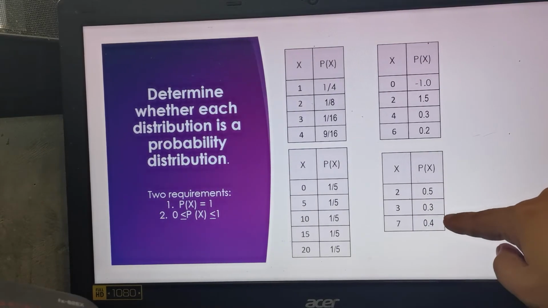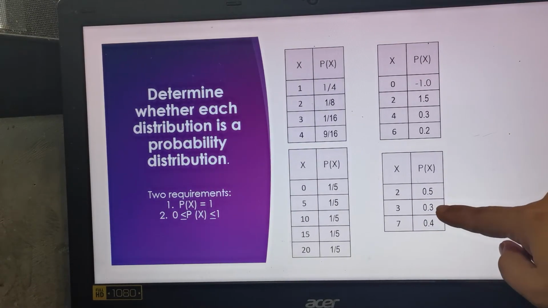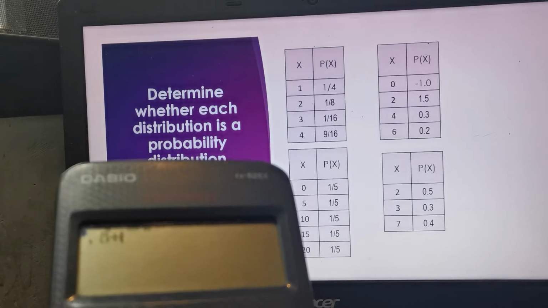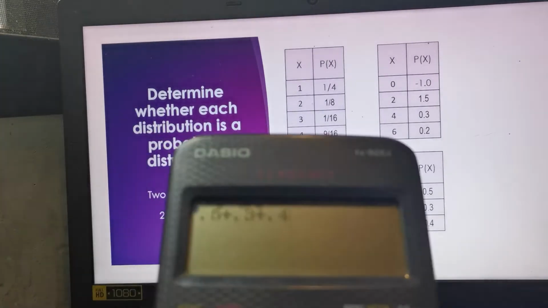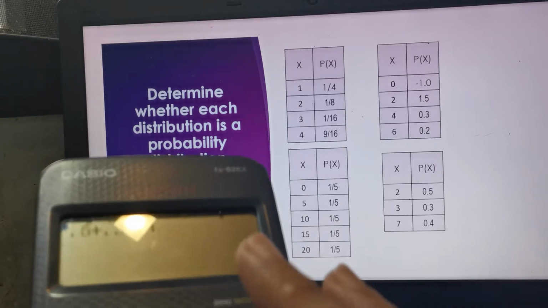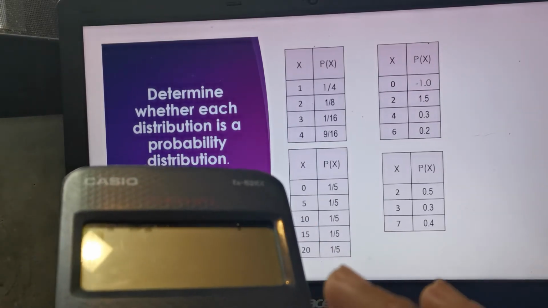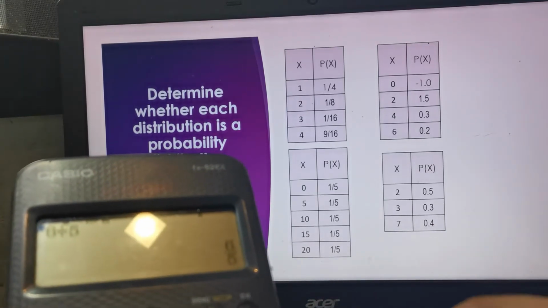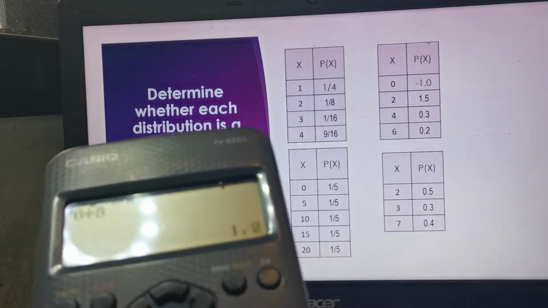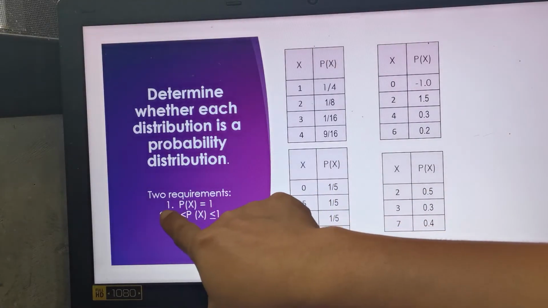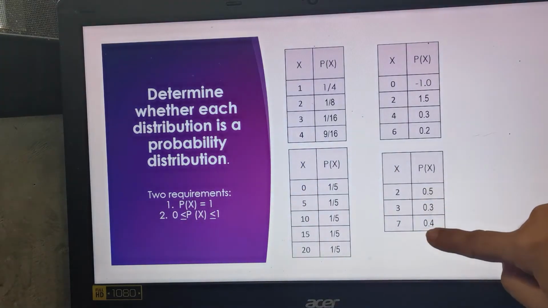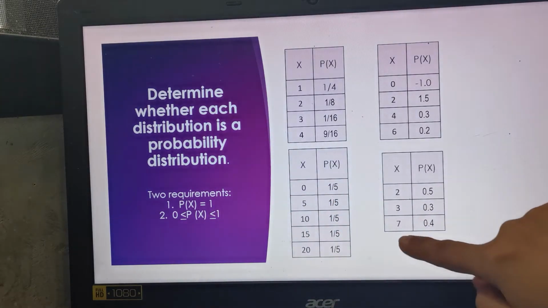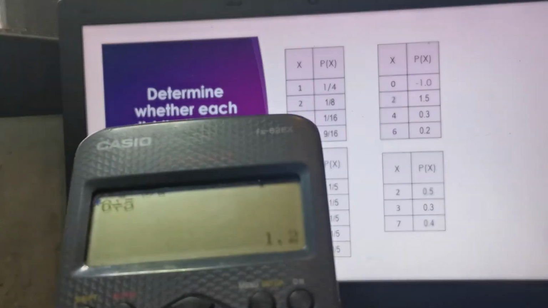And how about this one? So, greater than 0 but less than 1 naman yung individual probability natin. But then, let us see the sum. 0.5 plus 0.3 plus 0.4 equals 6/5, or 6 divided by 5 is 1.2. Okay, 1.2 siya, guys. And the requirement, this should always be equal to 1. So, hindi niya na-meet yung ating first requirement. Therefore, this is not a probability distribution. Nag-exceed siya sa 1. Okay?